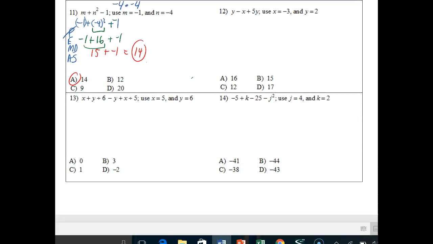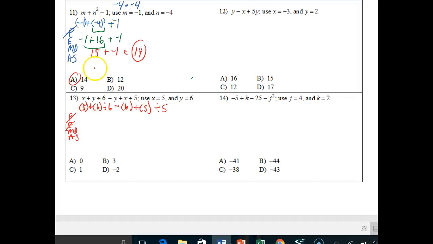And number 13. So I have x, which is 5, so plug it in with 5, plus y, which is 6, divided by 6, minus y, which is going to be 6, plus x, which is going to be 5, divided by 5. Wow, whole lot of stuff going on there. So PEMDAS, do I have any true parentheses? No, I don't. Right? Do I have any exponents? No, I don't. How can I tell if I have true parentheses? I can scan this original expression and see if there are actually any parentheses in there.